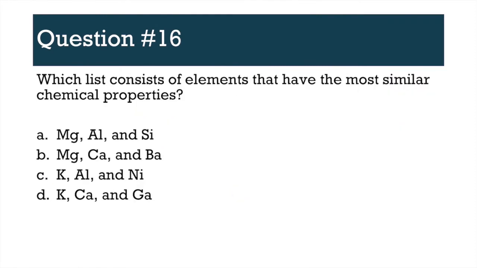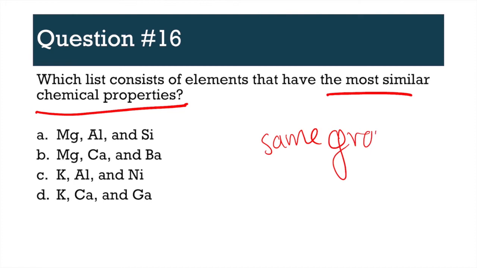Question number 16 says, which list consists of elements that have the most similar chemical properties? Whenever you see most similar chemical properties, that should shout to you the same group. Remember, group is column. So find these elements on your periodic table. Guys, you need to use your periodic table. The unit is called the periodic table unit, so without it some of these questions are impossible. You need your reference table.